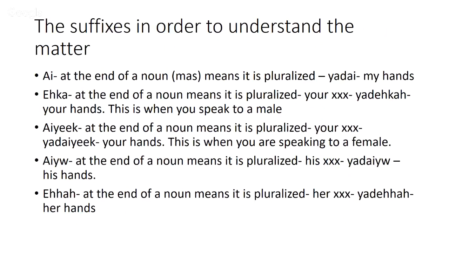Now, what I'm going over in this particular thing is trying to be as meticulous as possible. So when we see things such as the suffixes, in order to understand the matter, is this: Ai at the end of a noun means it is pluralized. Yadai means my hands. Yadeka means your hands when speaking to a male. Yadayik, or ayik, at the end of a noun means it is pluralized, your whatever, as stated. Yadayik means your hands. This is when you're speaking to a female.